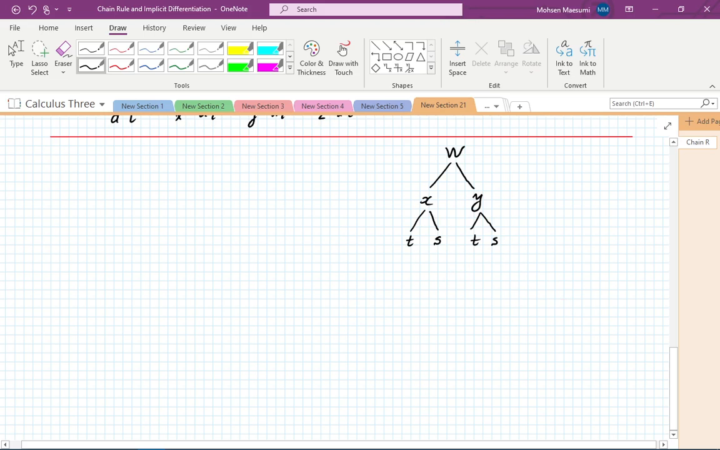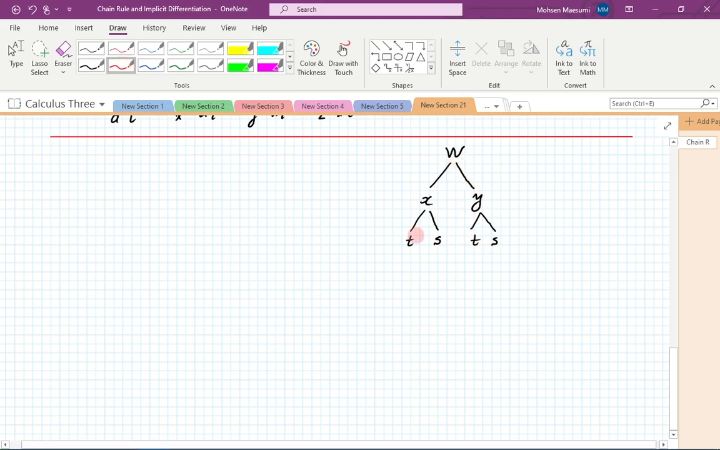So the idea is the following: if I change t and s, then they are going to influence x and y, which in turn are going to influence w. So changing t is going to change w. Now there are two ways of influencing w. If I change t, an influence goes up this stream and reaches w, and another influence goes up this stream and goes to w.